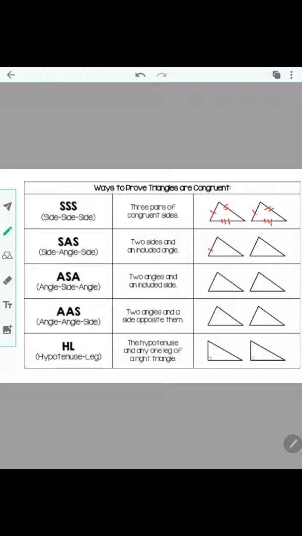So side, side, angle is not a theorem, but angle, side, side is not either. Likewise for angle, side, angle: the side must be in between the two congruent angles. So in this case it would be this side. Angle, angle, side: the two angles and then the side.